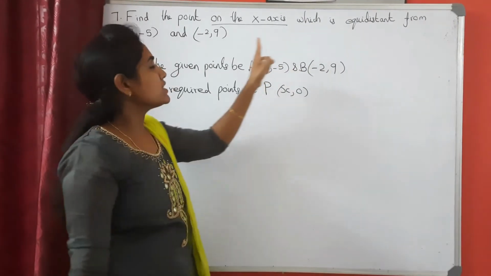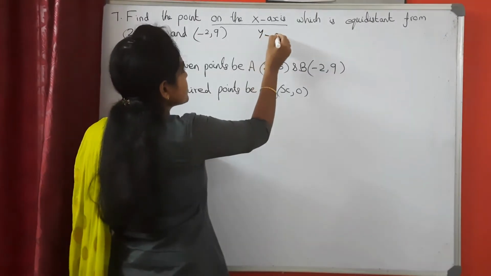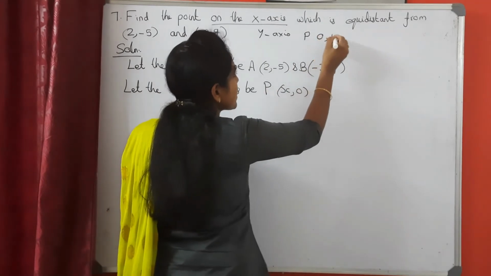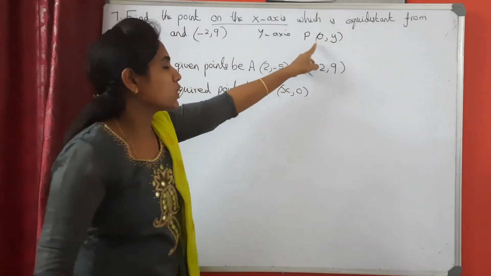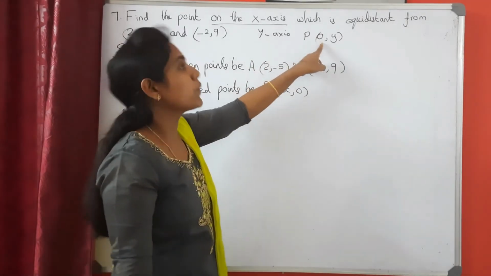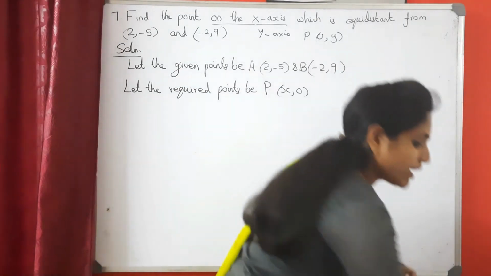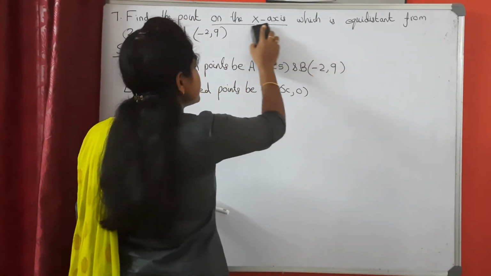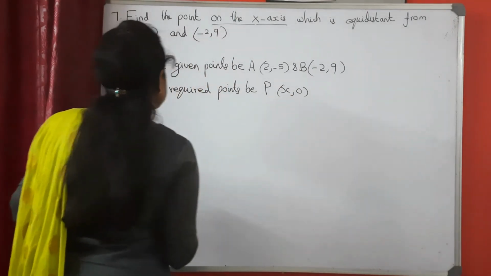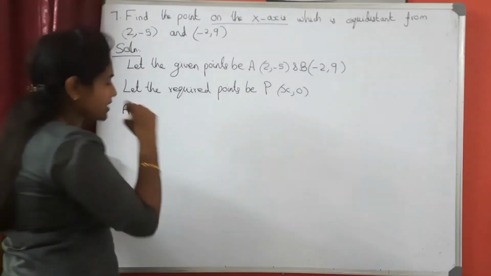Suppose in the question they give the point on the y-axis. On the y-axis the point is what? P of (0, y). On the y-axis, the x value is 0. On the x-axis, the y value is 0. So here they have given the x-axis, therefore P of (x, 0). Next we need to find AP using the distance formula.